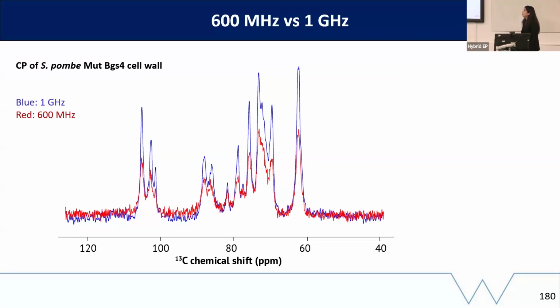Comparing the low and the higher fields, we do see that when moving on to gigahertz, our signal to noise is much better.